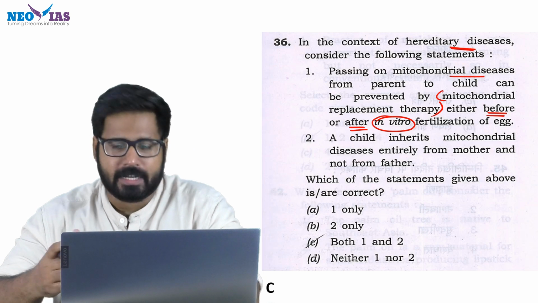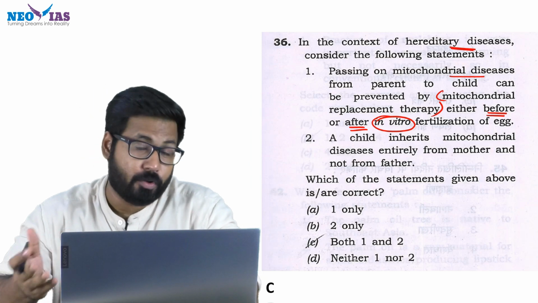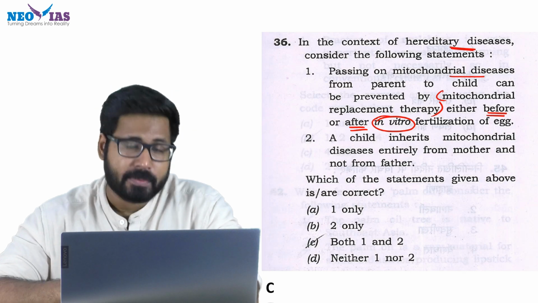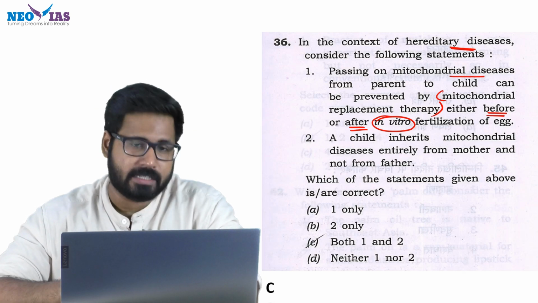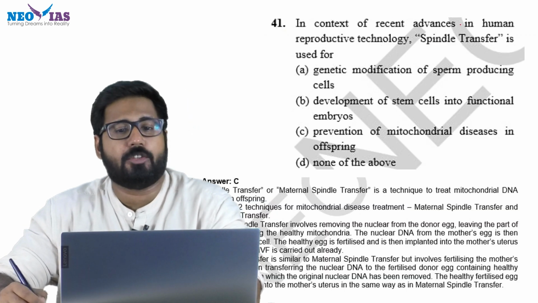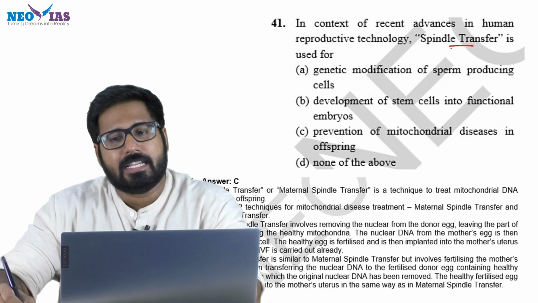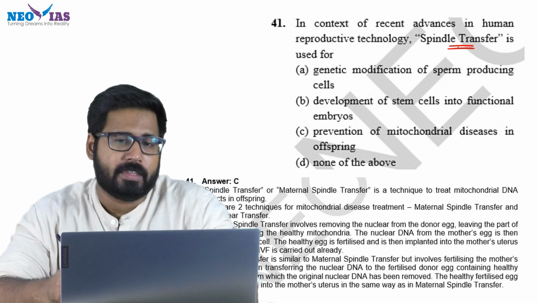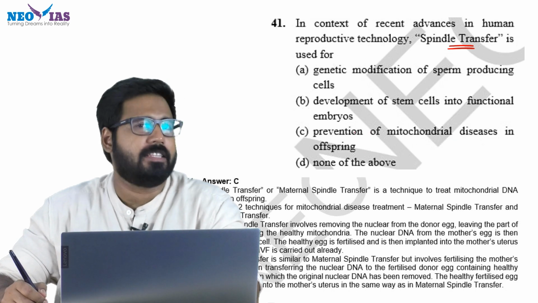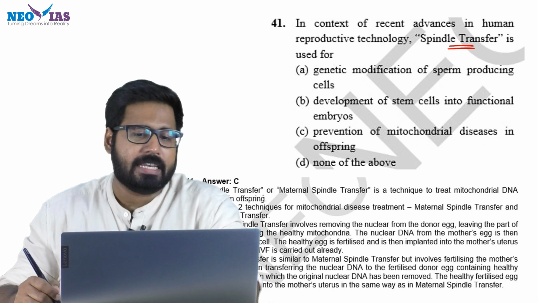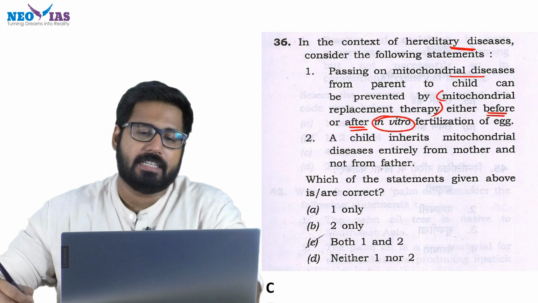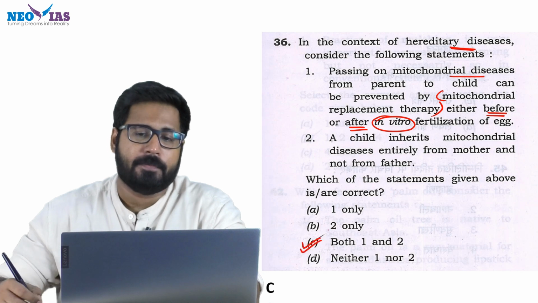If you've attended our classes, you already know, we have already discussed this in detail. In fact, this is also a question which we have published in our Prelims test series mock test. This was the particular question: in the context of recent advancement in human reproductive technology, what is spindle transfer used for? The answer for this is prevention of mitochondrial diseases. If you've actually attempted this question and read the explanation, you will understand that in this case, the answer is C.